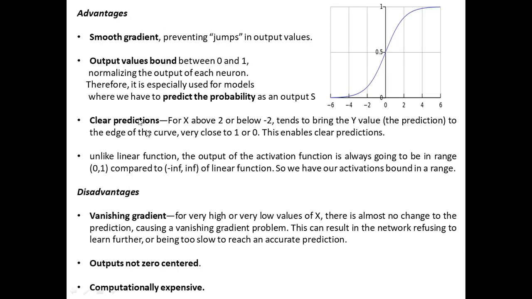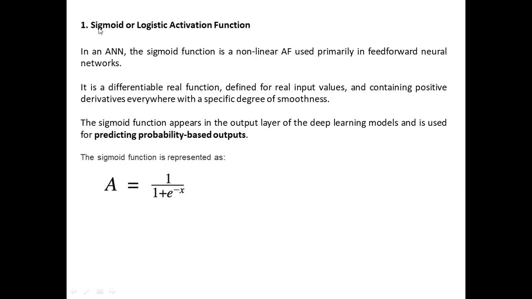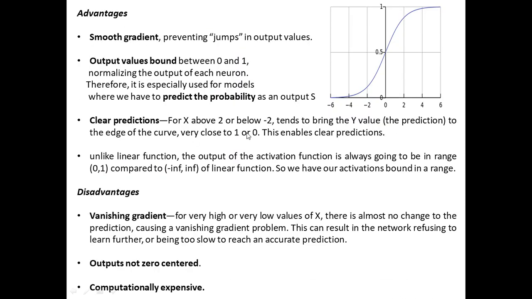Coming to the advantages and disadvantages of this activation function, the first advantage is smooth gradient, that is, it prevents jumps in the output values because the gradient is very smooth. Also, the output values are bound between 0 and 1. Do you remember, for the linear activation function the output range is minus infinity to plus infinity, but here the output range is between 0 and 1, and all of us know that the probability of a particular event always lies between 0 and 1, right? In the same manner, for the sigmoid or logistic activation function, the values always lie between 0 and 1. So it is very advantageous for us to use this sigmoid function to predict the probability of a particular event.